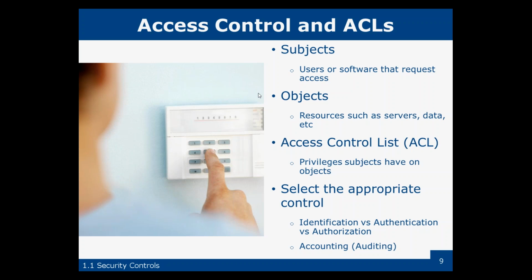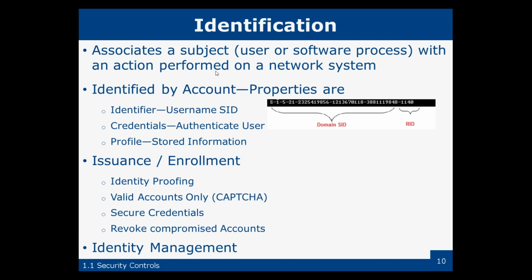And then accounting or auditing is when we record what actually happened. That's the thing that we love to not do, which is to go back and look at the logs, which is where the accounting takes place. Log analysis is not a lot of fun. There are a number of tools to help you with it, but it just takes time. Identification, it says, associates a subject, user, or software process with the action performed on the network. And it's identified by the account, an identifier, a username, or a SID. I copied a SID so you can see what they look like.